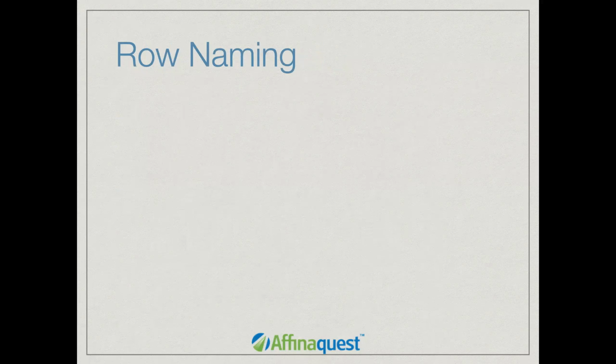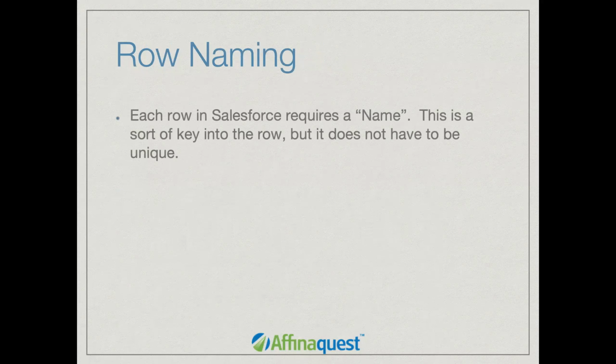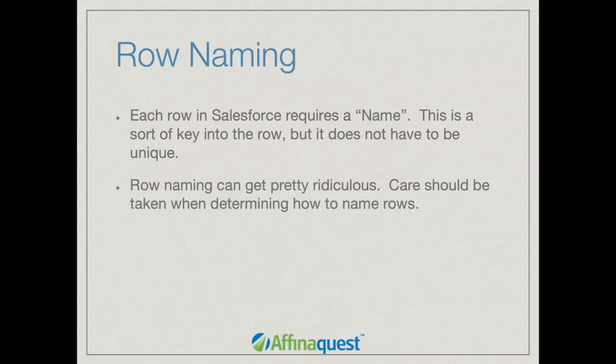Row naming, this is a problem. Each row in Salesforce requires a name. It's sort of the key to the row, but interestingly, doesn't have to be unique. It's important as it is. Row naming can get pretty ridiculous. Think about it. How do you name opportunities? Doesn't that get kind of complex?